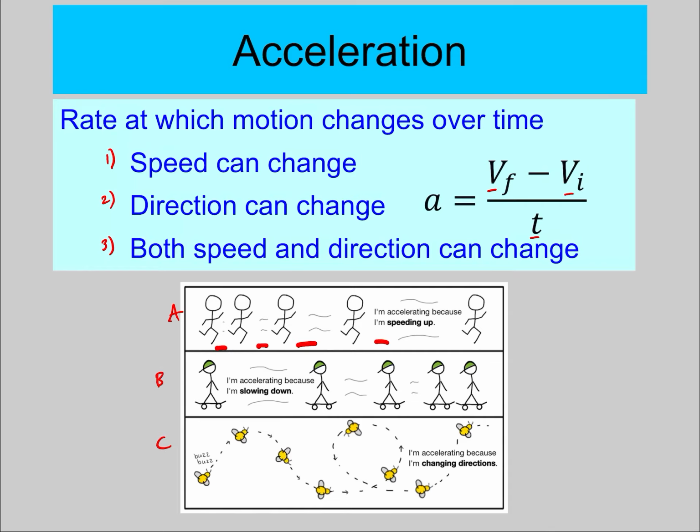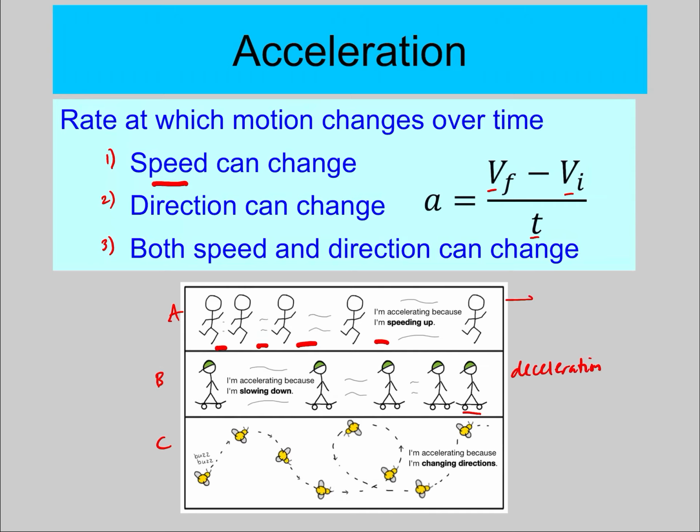In B, we have a skateboarder who's going very, very fast, and then they eventually slow down and come to a stop. And even though they're slowing down, it's still acceleration because their speed is changing. Now, sometimes we call this deceleration, which means to slow down, but it's still an acceleration. In the last one, we have a bee here who is going up and over, making circular, buzzing around. And in this case, the bee is changing acceleration because the bee is changing direction.